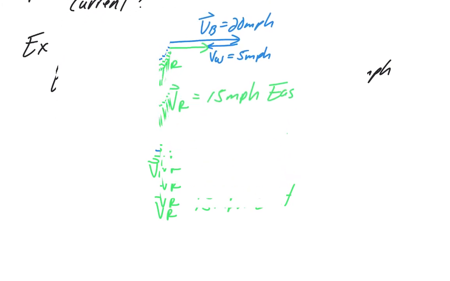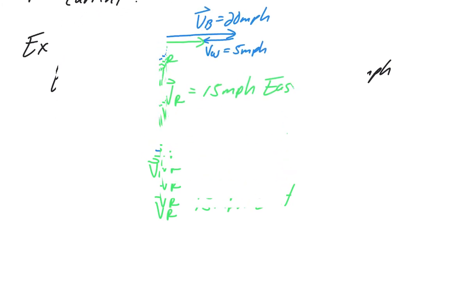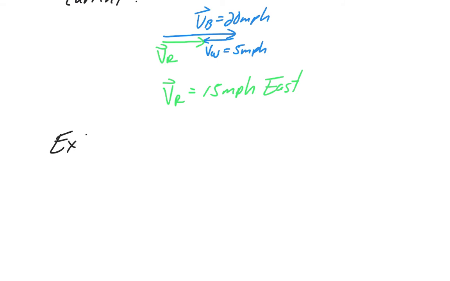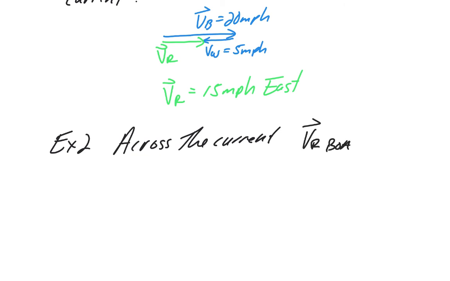All right, let's take another example, and let's use the same boat and the same current. Let's say instead now, we want to know the velocity of the boat relative to the shore when the boat travels across the current. What's the resultant velocity or the relative velocity of the boat? That's what we're trying to find, the relative velocity of the boat.